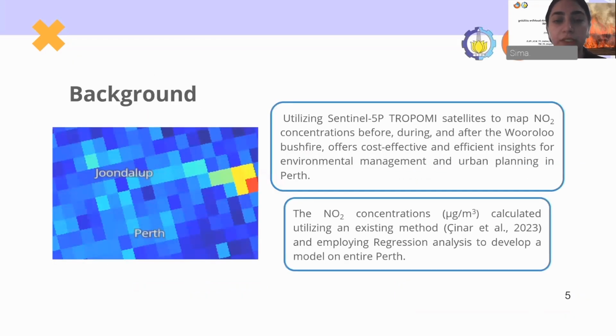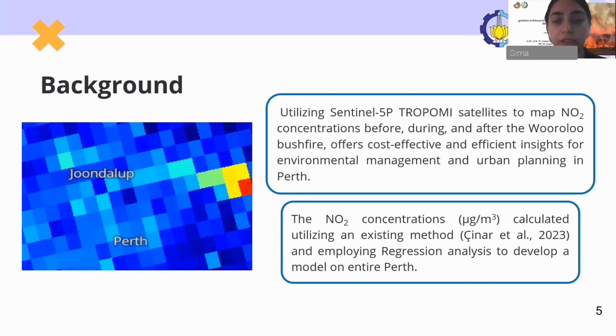For monitoring this pollutant, the Sentinel-5P satellite imagery can be utilized for monitoring the concentration of nitrogen dioxide before, during, and after the rural bushfire. Also, to be able to compare these values with ground station values that come in microgram per cubic meter, the unit conversion method was employed for this research.